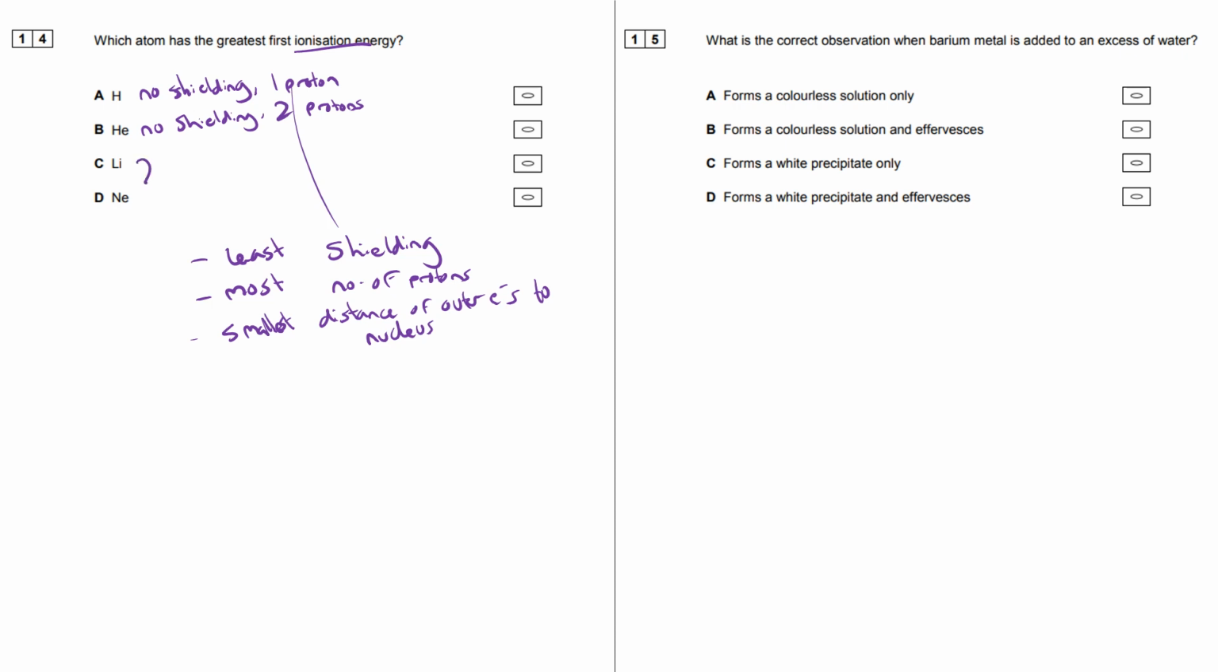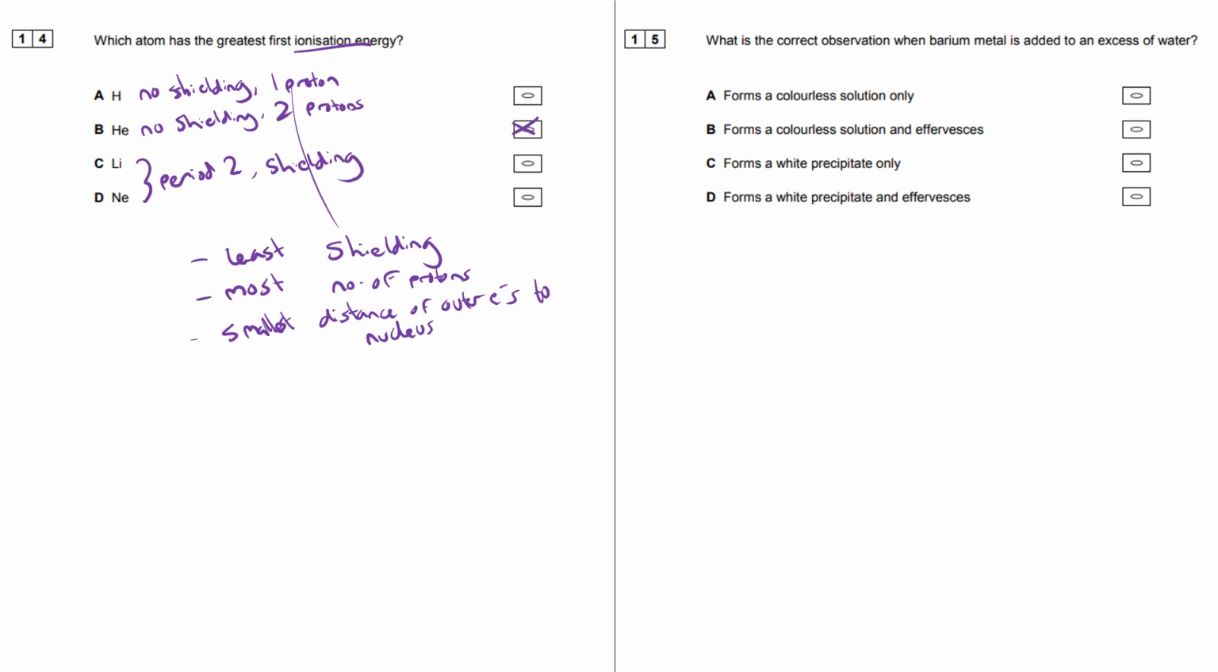Lithium and neon are both in period 2. So their outer electrons are further from the nucleus and there is a bit of shielding involved. So helium has the greatest first ionisation energy of all elements, in fact. So answer B, or statement B, is correct.